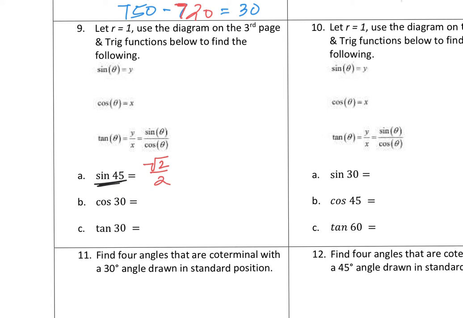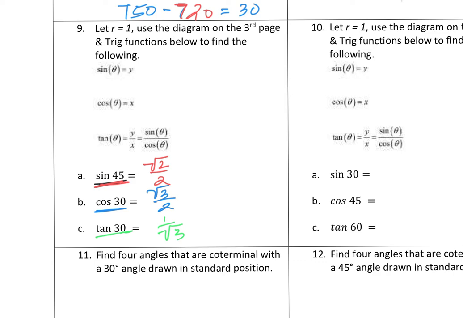Then the next one is cosine of 30 degrees. What is cosine 30 degrees? Let's go back to the table. So here's square root of 3 over 2. Now the last one is asking for tangent of 30. Coming back over here, it's 1 divided by the square root of 3.